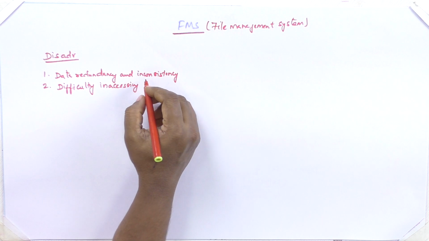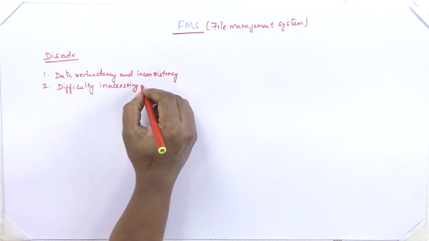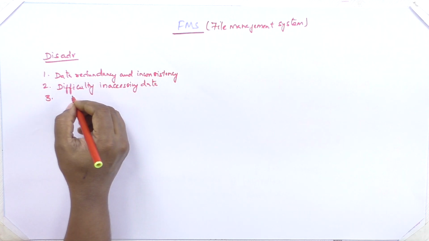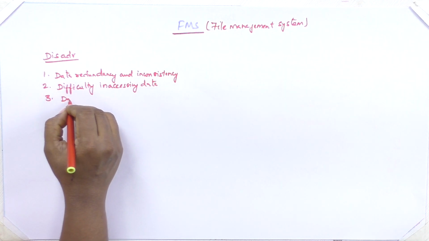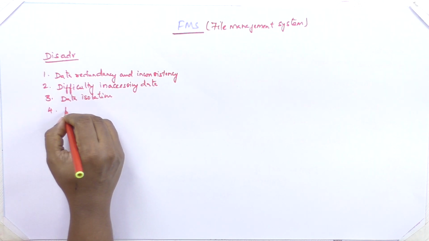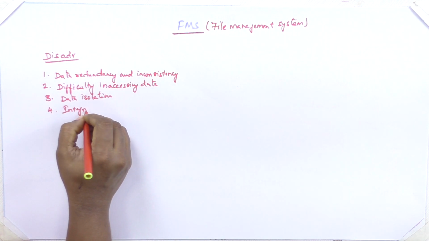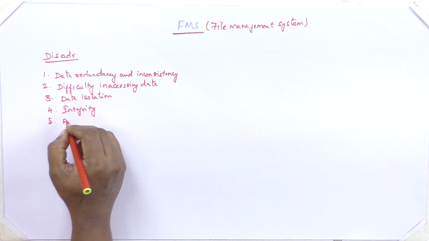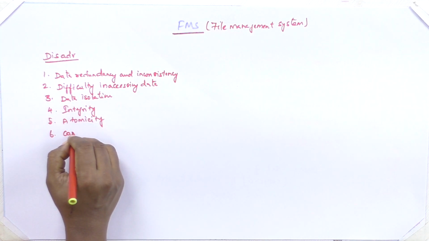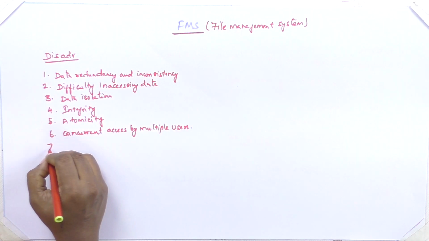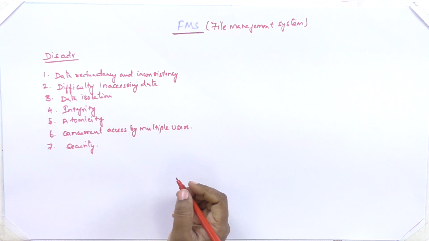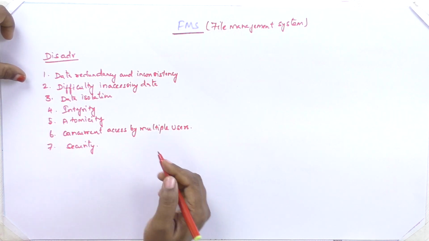The second problem is difficulty in accessing data. The third one is data isolation, and we have integrity problems, atomicity, concurrent access by multiple users, and the last one is security. All these are considered to be the disadvantages of a file management system.